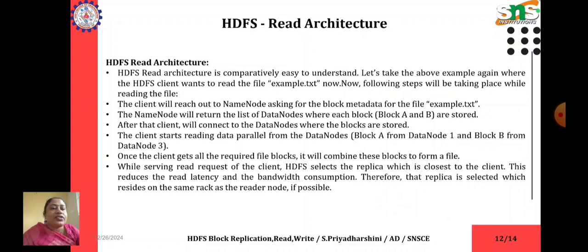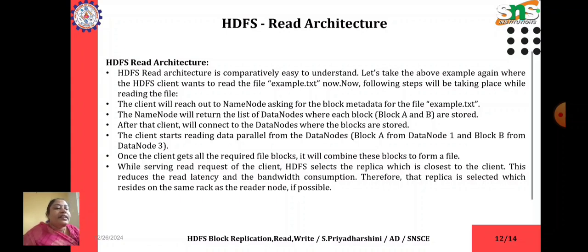The read architecture is comparatively easy to understand. The client will reach out to the name node asking for the block data for the file, for example doc test. The name node will return the list of data nodes where each block is stored. After that, the client will connect to the data nodes where the blocks are stored. The client starts reading data in parallel from the data nodes. Once the client gets all the required blocks, it will combine them to form a file.